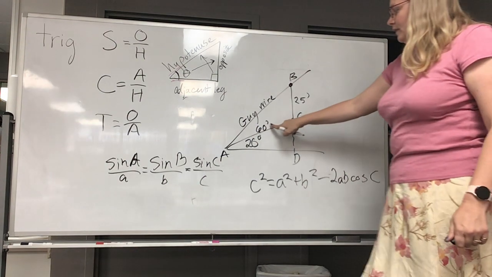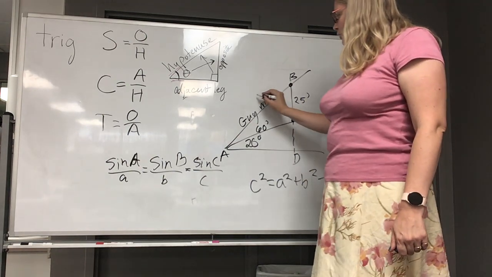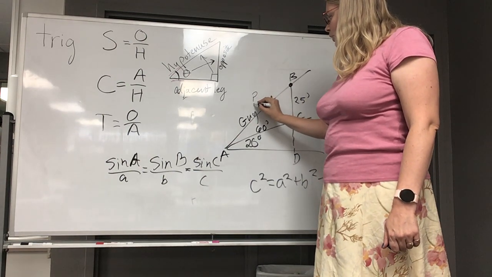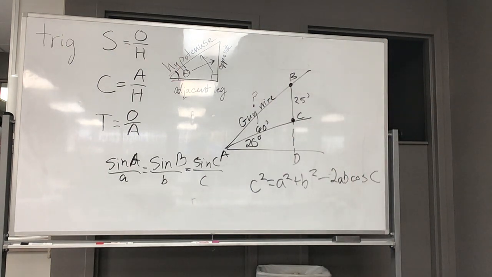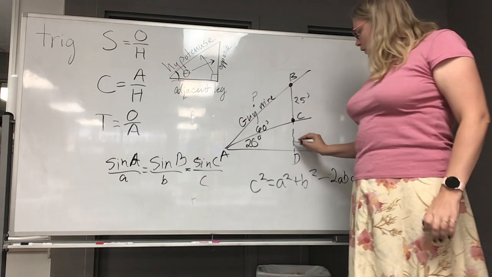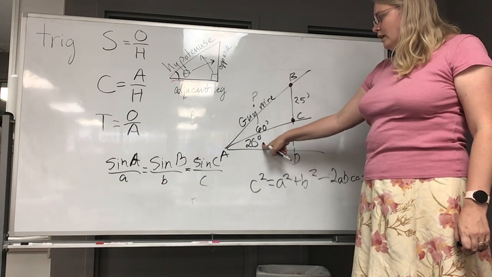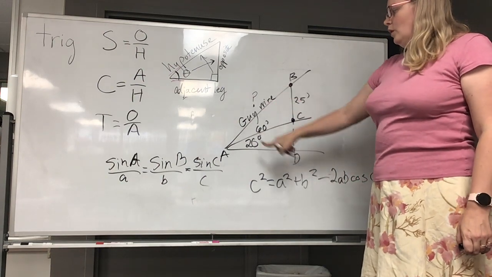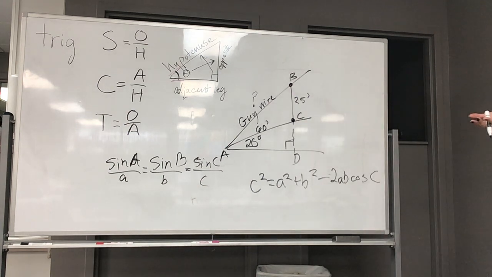So we know that this is 60. We know that this is 25. We're trying to figure out how long this piece is. And we know that this is a right angle. We know this is 20 degrees. We're trying to figure out how long that side is.